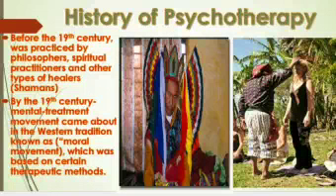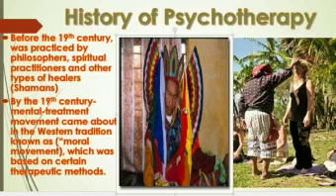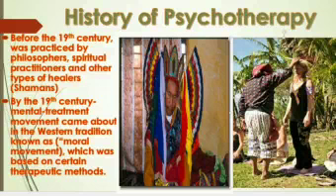So this brings us to a discussion briefly of the history of psychotherapy. Before the 19th century, it was practiced by philosophers and spiritual practitioners and other types of healers known as shamans. In this picture you can see an Indian shaman with tools that he uses to heal people that come to him who believe in him. In this picture you see a shaman from India who is healing a young lady, and these practices are still being done in various different countries.